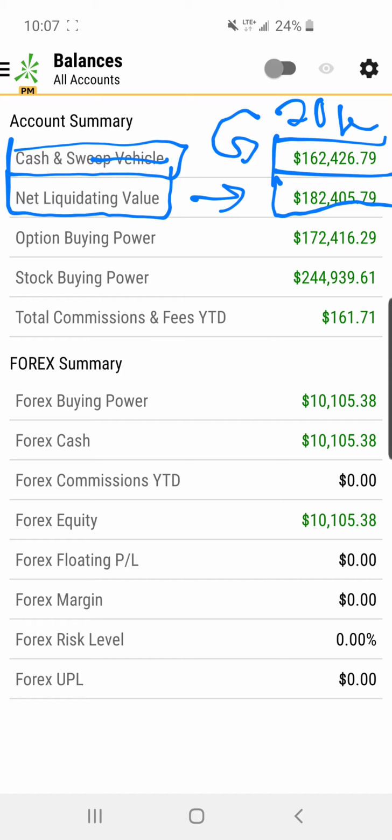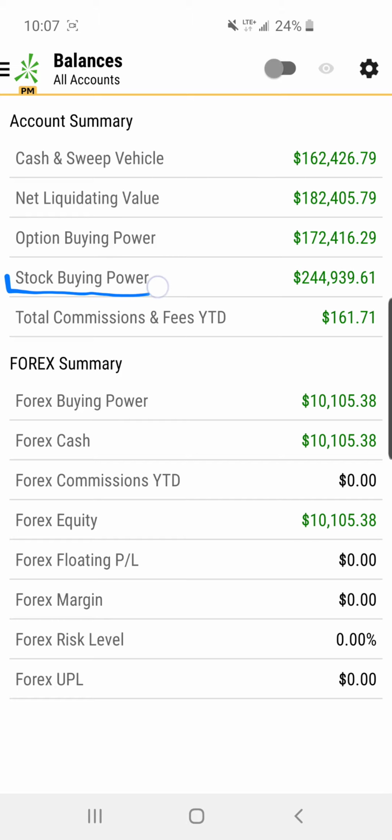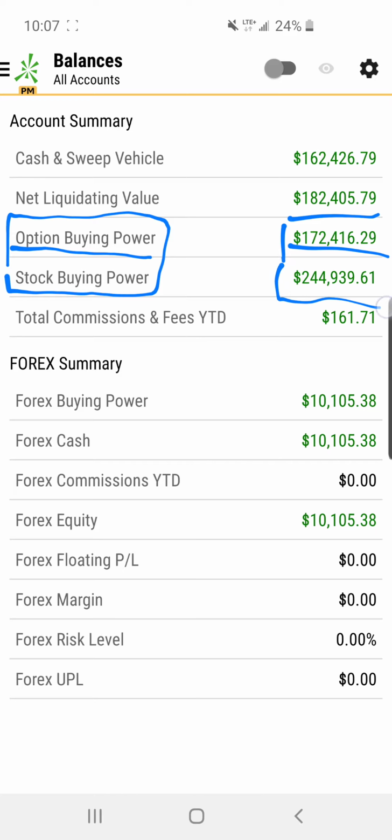Okay. So next down here, you're going to see the buying powers. And really all buying power means is how much more money you can spend on something. So if I have $172,000 of option buying power, that means I can buy $172,000 more options. I have $244,000 of stock buying power, that means I can still buy $244,000 of stock.